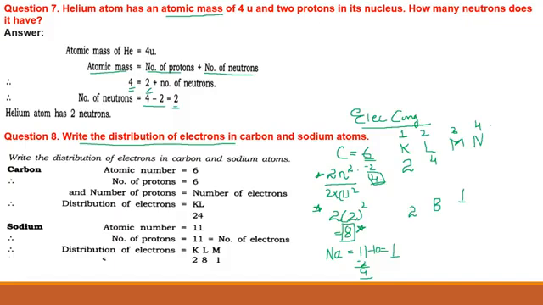Now what is the maximum number of electrons that can be accommodated in the M shell? That is 2n square. Instead of n, I'll write 3, because 3 is the number of the shell. 3 square. What is 3 into 3? 9. 9 into 2 is 18. Clear? So this is how you have to go through. You can learn the maximum number of electrons that can be accommodated in the different shells, and afterwards you can do this calculation very easily.